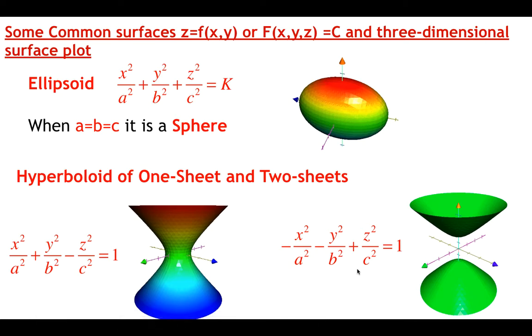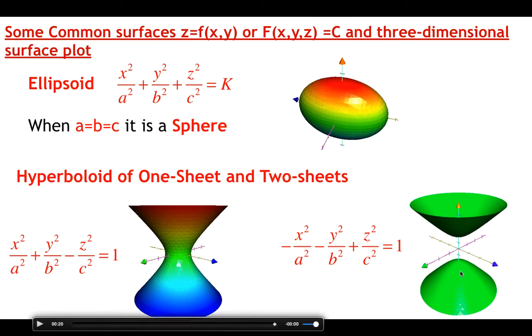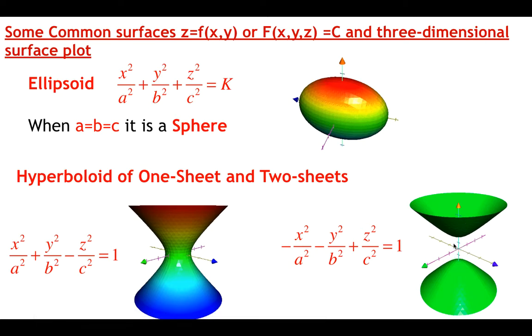Okay, and also if you want this to open in the direction of x or y, then accordingly we can choose the positive sign. Okay, so if we have a positive with x square and negative with y and z, then it will be a hyperboloid in the direction of x-axis.